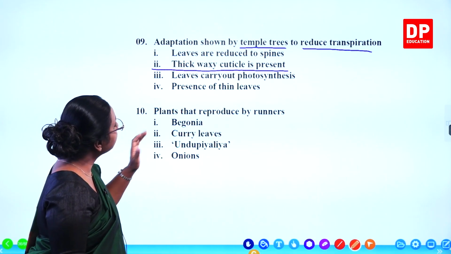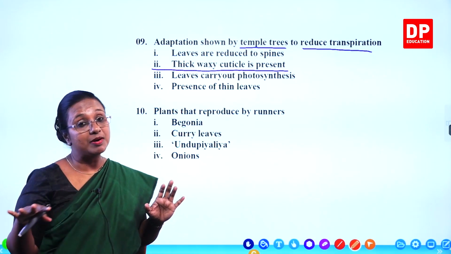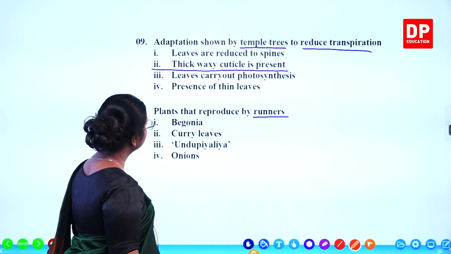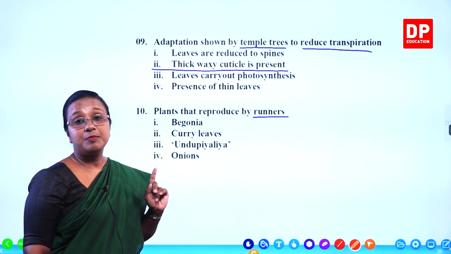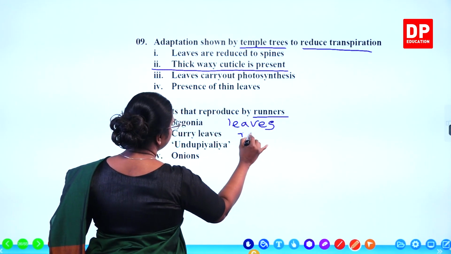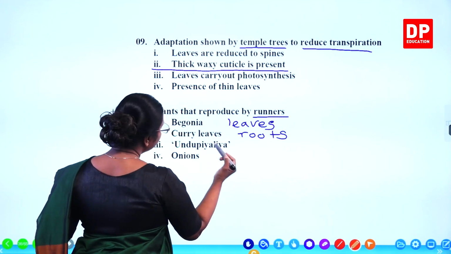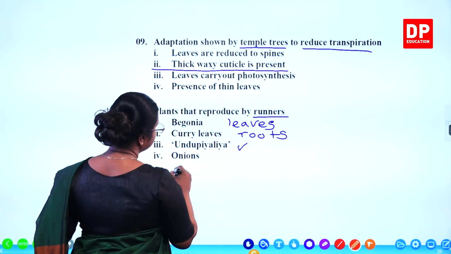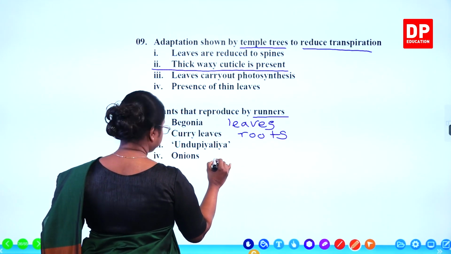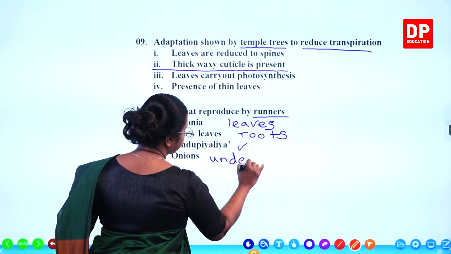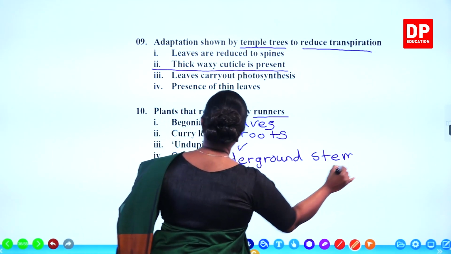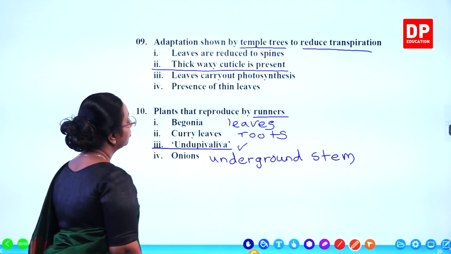Tenth one, plants that reproduce by runners. You can remember what runners are. What is the other name? Stolons. So plants that reproduce by runners, begonia, they reproduce by leaves. Then curry leaves, they reproduce by roots. Undupialia, that is correct, runners. Onions also stems, but those are underground stem. So here the answer is undupialia.